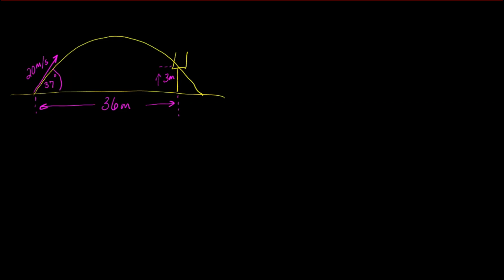In this example, we have a football player kicking the ball at 20 meters per second at an angle of 37 degrees. He's 36 meters away from the post. The crossbar on the goalpost is 3 meters high. So will the ball make it between the crossbars?